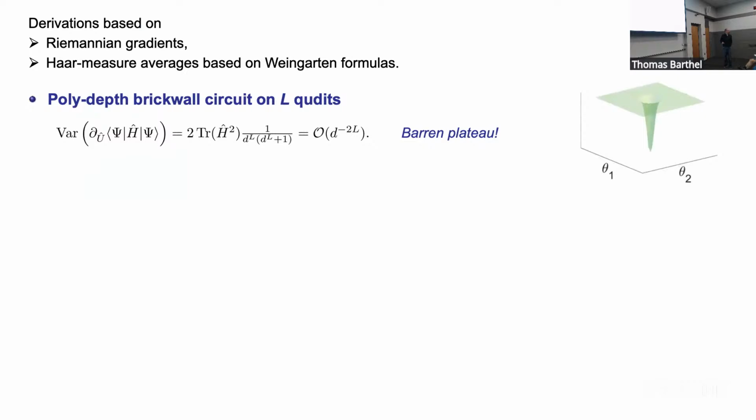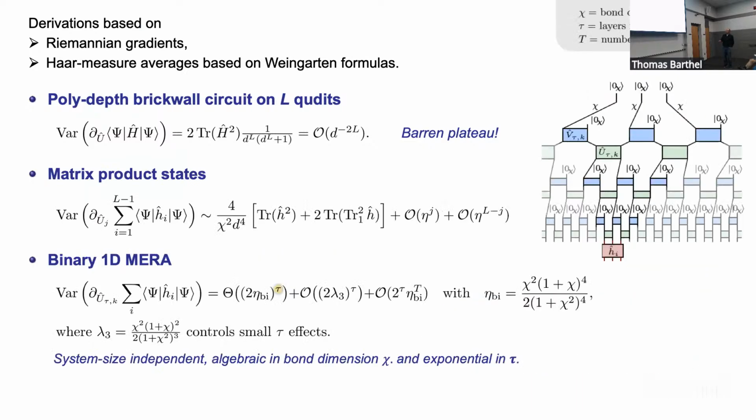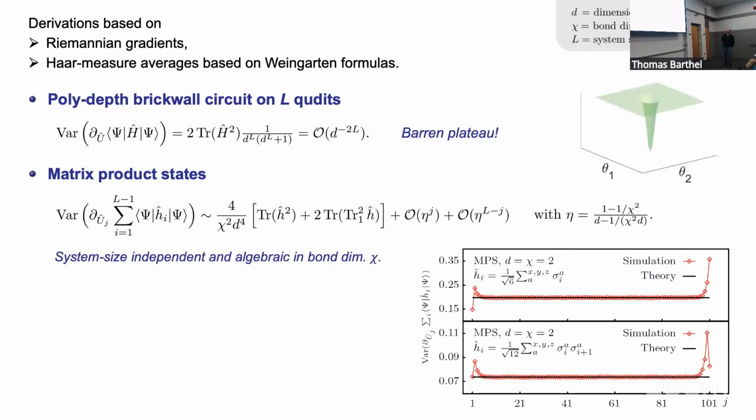So here are some detailed results, which maybe we can more or less skip. This is just to mention how we prove this. We prove this using Riemannian gradients and then use Haar measure averages, implemented through Weingarten formulas, to evaluate the variance of the energy gradient with respect to some tensor here. If you do this for these brick-wall circuits, you find that the average gradient amplitude decays exponentially in your system size L here.